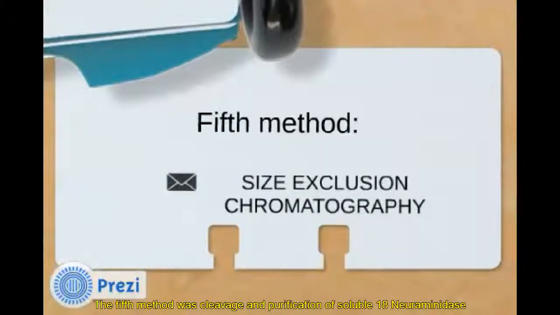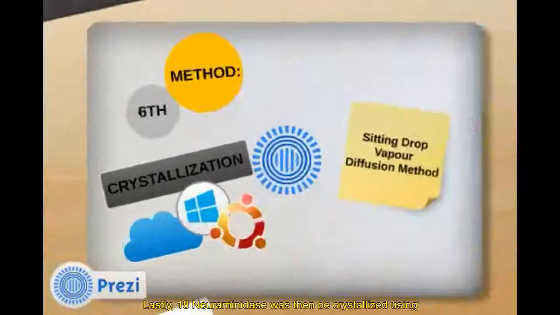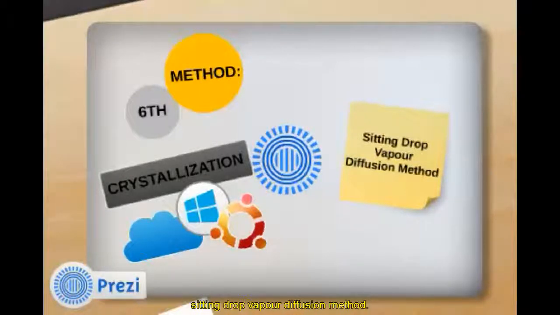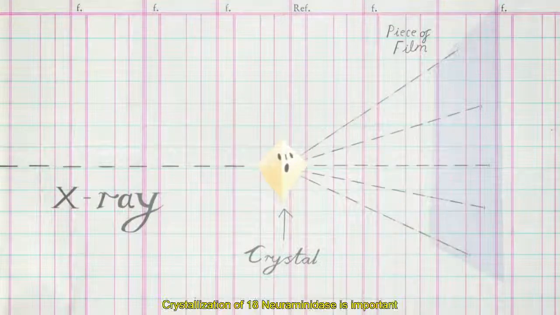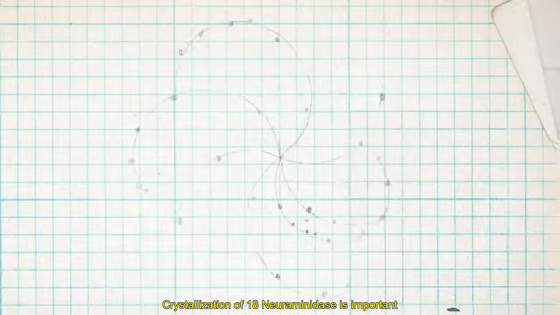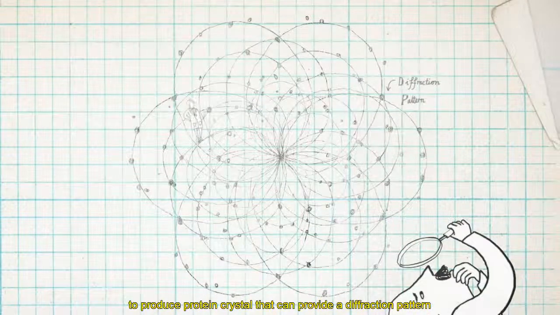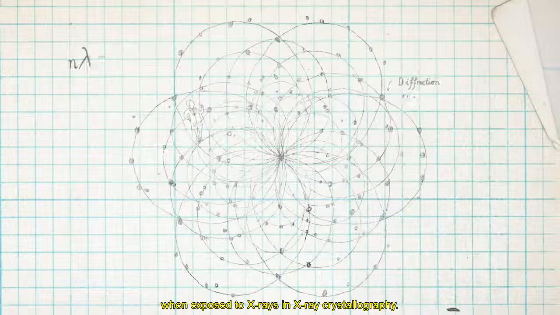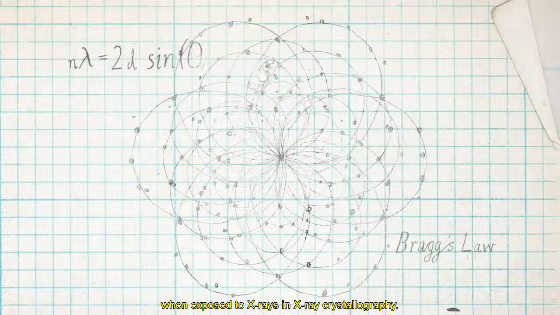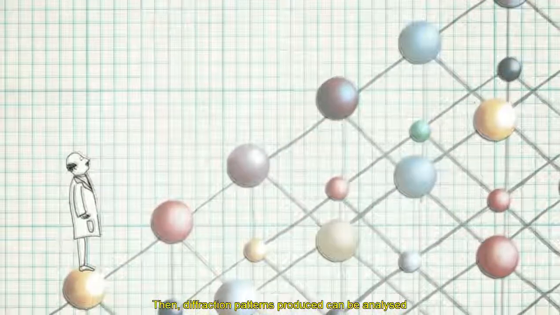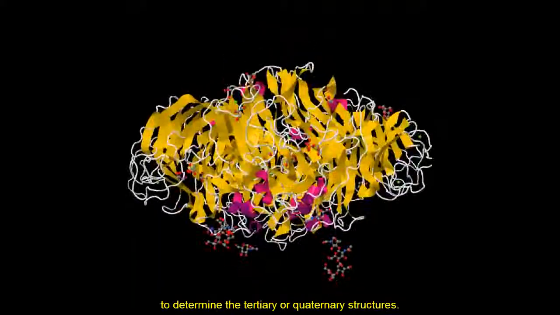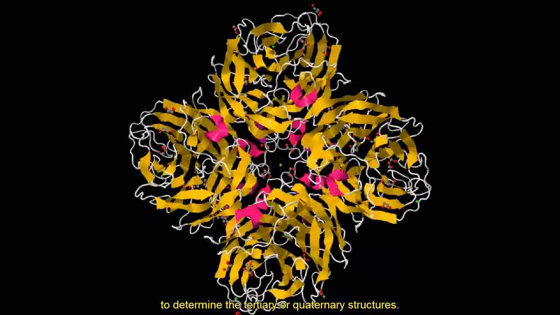The fifth method was cleavage and purification of soluble 18 neuraminidase by size exclusion chromatography. Lastly, 18 neuraminidase was crystallized using the sitting drop vapor diffusion method. Crystallization of 18 neuraminidase is important to produce protein crystals that can provide a diffraction pattern when exposed to X-rays in X-ray crystallography. Then, the diffraction patterns produced can be analyzed to determine the tertiary or quaternary structure.